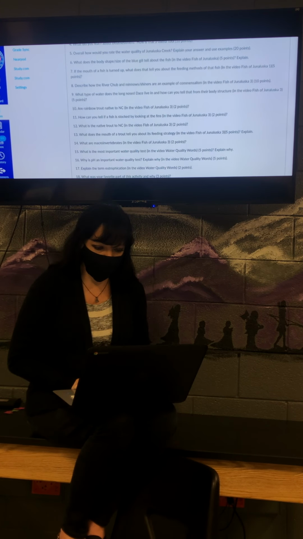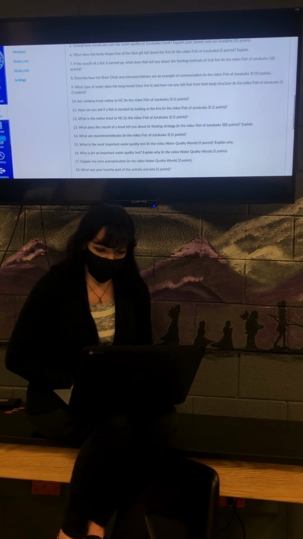You want a pH around what number? What's neutral? 7. Okay, remember the pH scale goes from 0 to 14, 7's neutral. And Junaluska Creek has all of that.